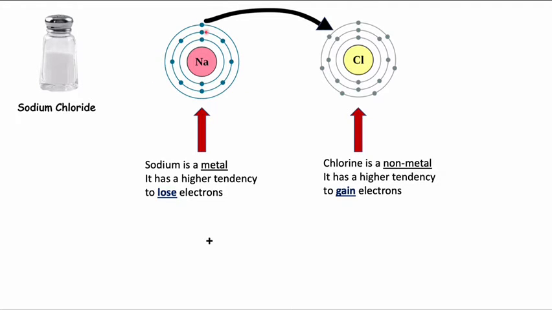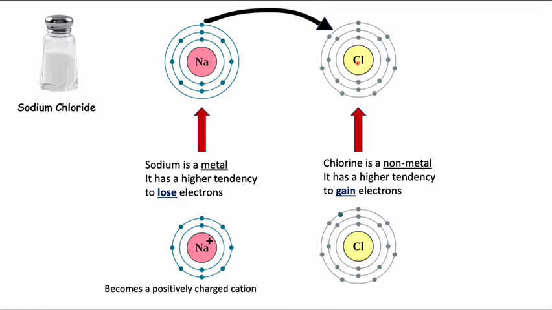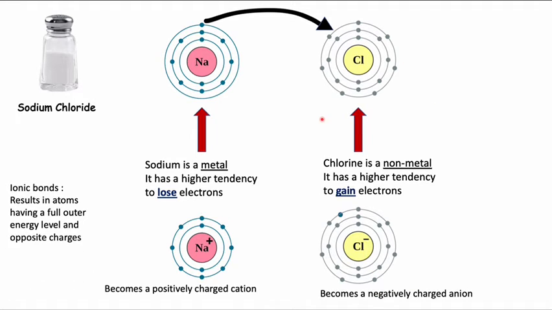When the sodium loses this electron, it will become octet, since it will have a full outermost shell that is filled with electrons, whereas chlorine will also become octet since it needs 8 electrons and it only has 7. So this additional electron will enable chlorine to become octet. Moreover, sodium becomes a positively charged cation since it lost an electron, and chlorine will become a negatively charged anion since it gained an electron. So in conclusion, ionic bonds result in atoms having a full outer energy level and opposite charges.